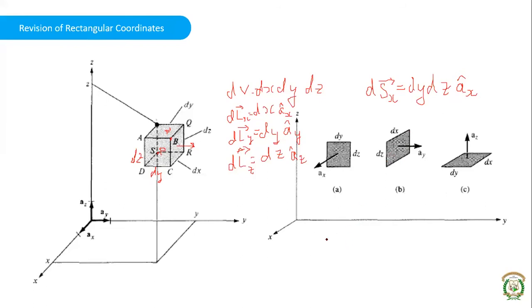Similarly, this is in the y direction. If it is the y direction, then we write it as ds with the suffix y. So that is given as dz dx ay, right? Similarly, the top surface which is directed topwards, that is in the z direction, its surface area is ds, that is equal to dx dy az, right? dx dy az.